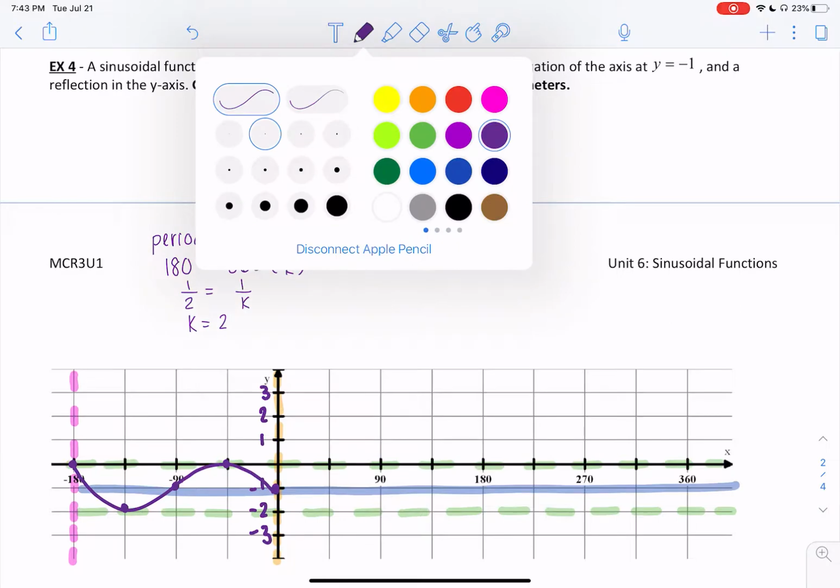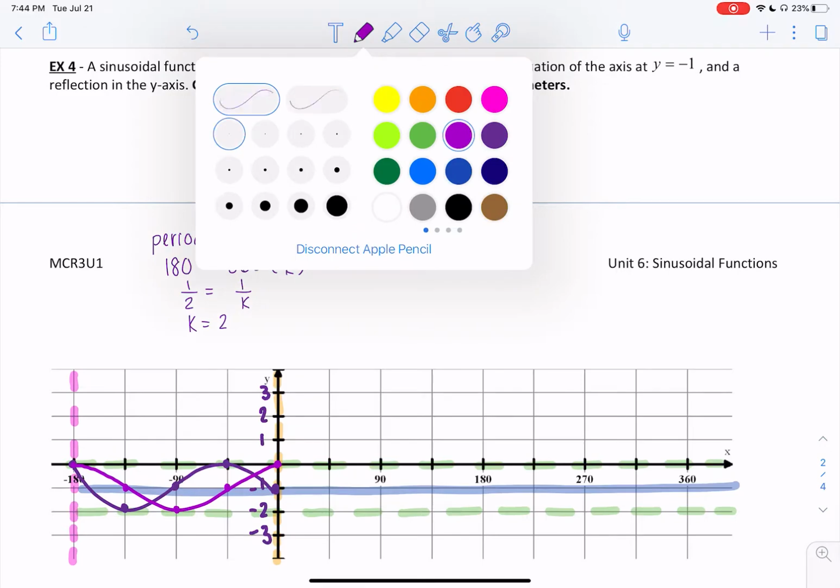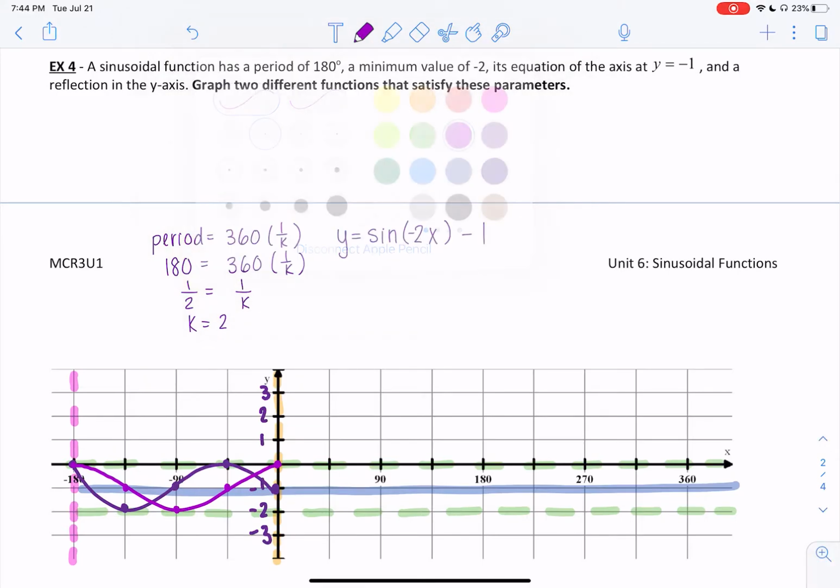Or we could also have a cosine graph. So in this case, I start up at my maximum and go to my minimum right in the middle. So my other option could be y equals cosine negative 2x minus 1. And those are my two options.